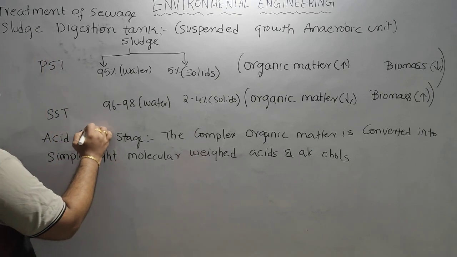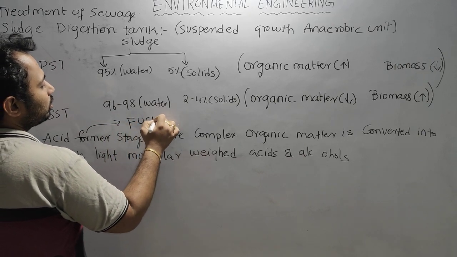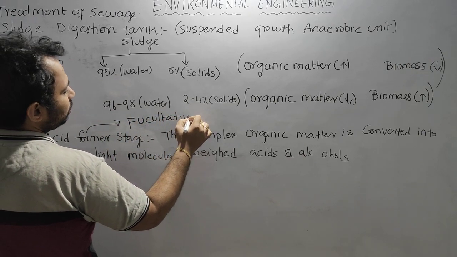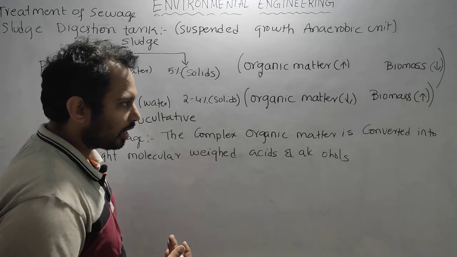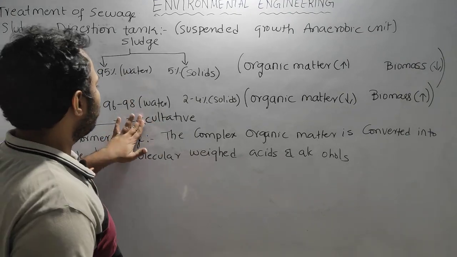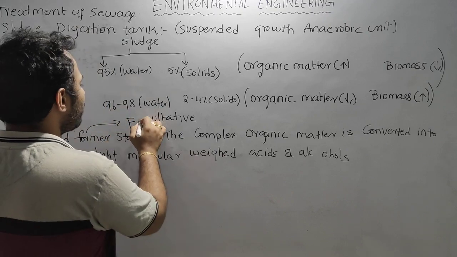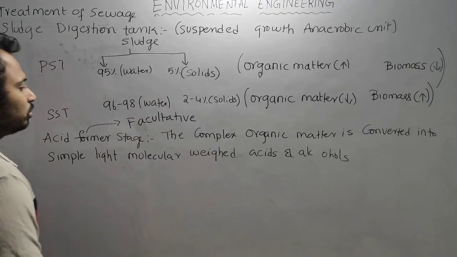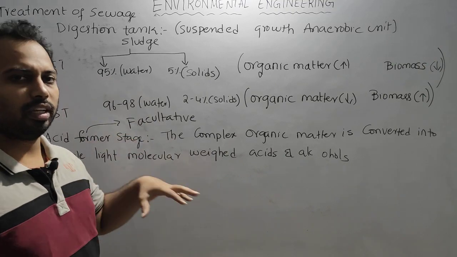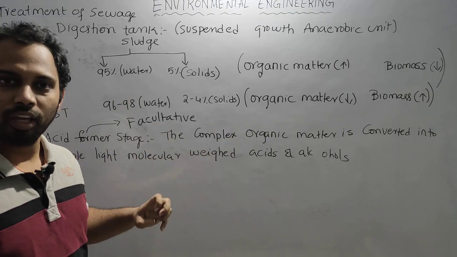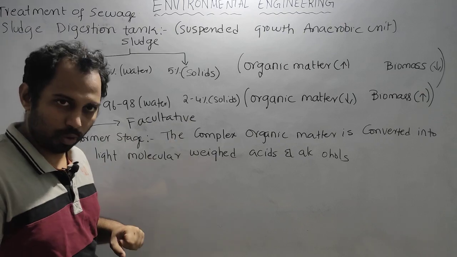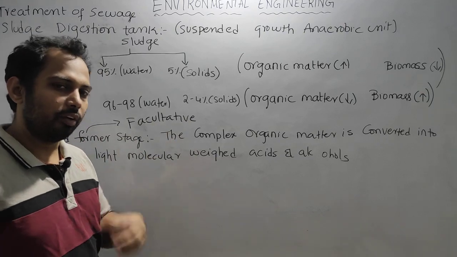Actually, these acid formers are facultative bacteria, so they can work in the aerobic state as well as the anaerobic state. The methane forming bacteria are pure anaerobic bacteria. The acid forming bacteria can survive anywhere, so they are strong bacteria, but the methane forming bacteria are very sensitive. They can work within the specified pH range only. If the pH range is not maintained, they will die.